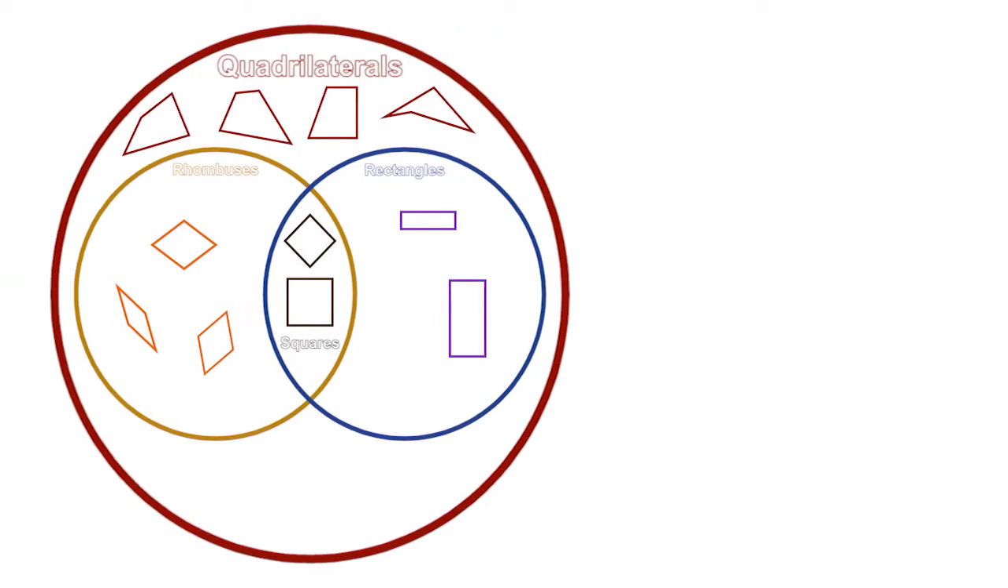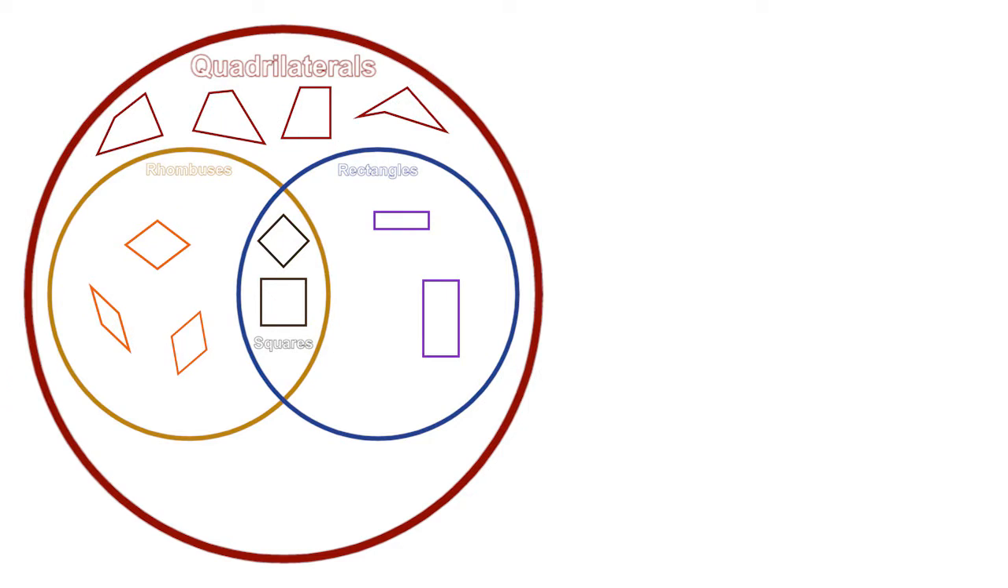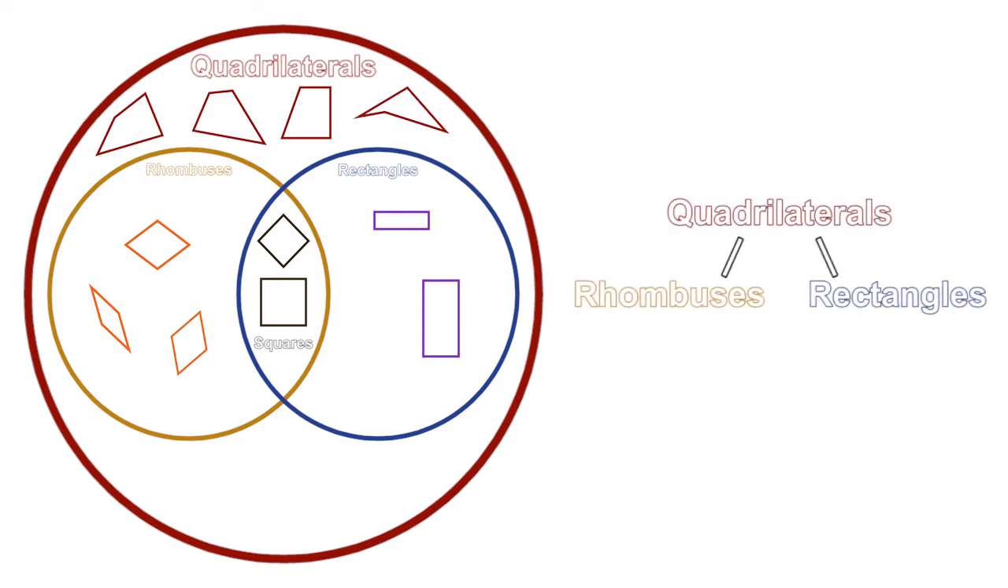Now let's reorganize the concentric circle into a tree diagram. The top, or overarching category, is quadrilaterals. Next, rhombuses and rectangles are both examples of quadrilaterals. Squares are both rhombuses and rectangles as well as quadrilaterals.